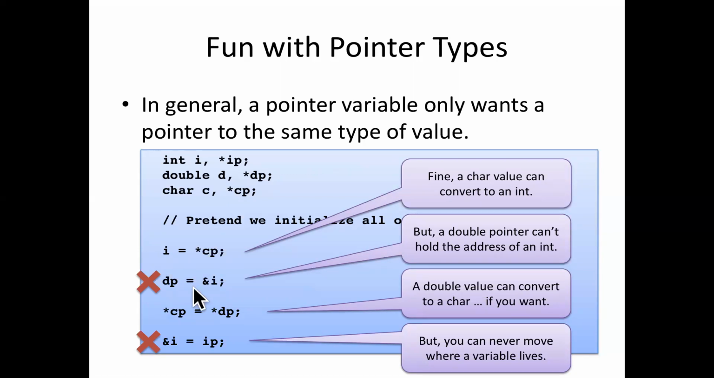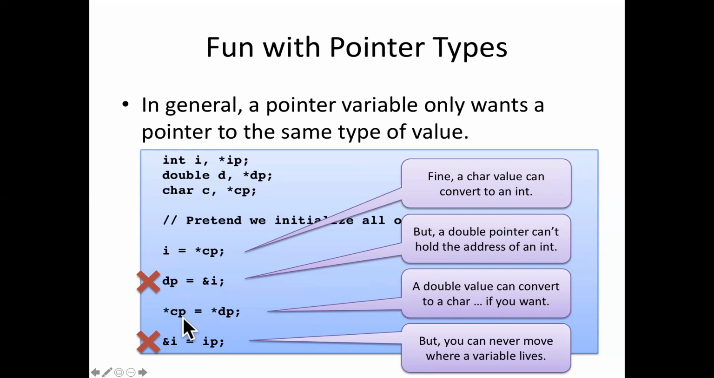But this next one is not. If you take the address of an int, the compiler wants you to hold that in an int pointer, well, not a double pointer. So the pointer types don't match here. The compiler is going to complain if you try to do this.